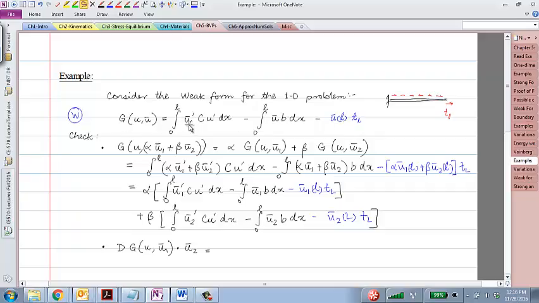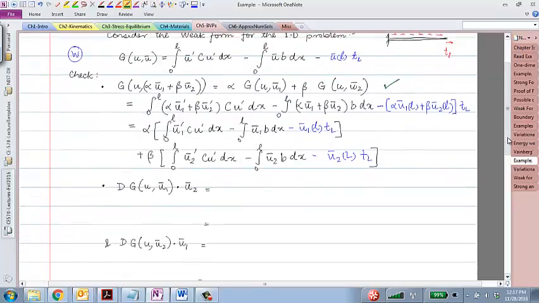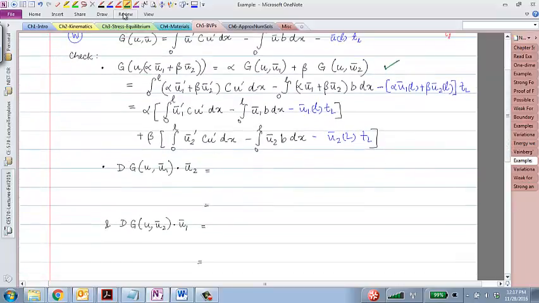Anywhere that u bar occurs, it should not be multiplied with anything that's a non-linear function of u bar. This is a linear function of u bar, this is a linear function of u bar, this is a linear function of u bar. So this entire term is alpha g of u comma u1 bar, and this is beta times g of u comma u2 bar. So clearly linearity for this particular g functional is satisfied.